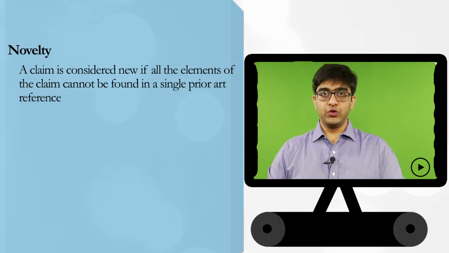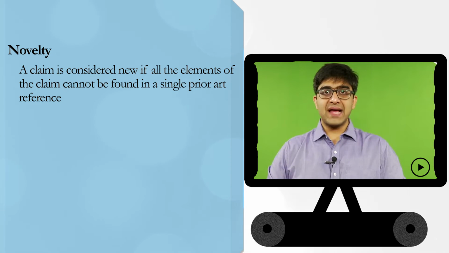Now, let us move on to the concept of novelty. Remember this test. A claim is considered new or novel if all the elements of the claim cannot be found in a single prior art reference. To understand this, you will need to understand the concept of a claim and the concept of prior art.